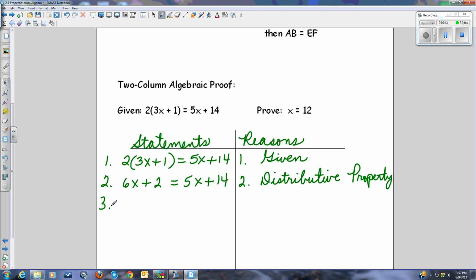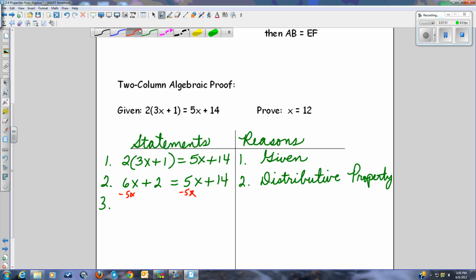Third step. We need to start solving, so we need to get x alone. So let's get all the x's on the same side. Now if you want to just write this in here to remind you what you're doing, you're going to subtract 5x from each side.